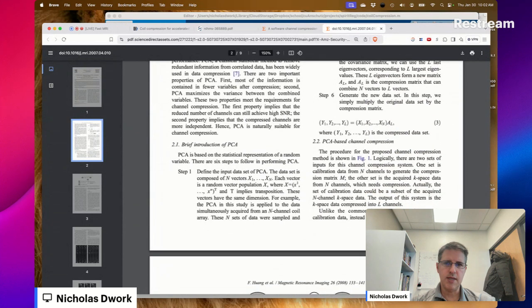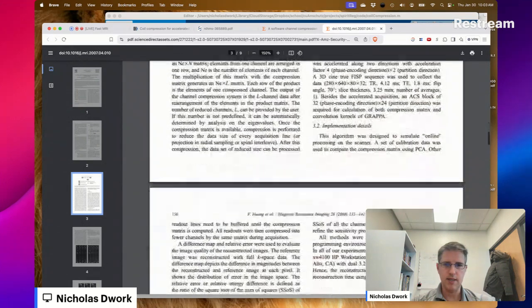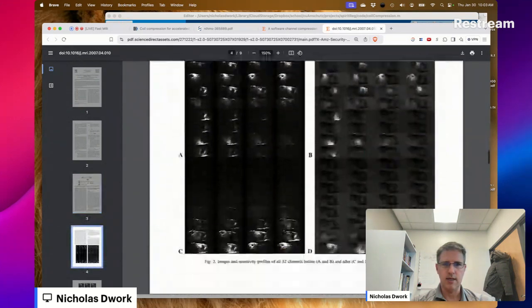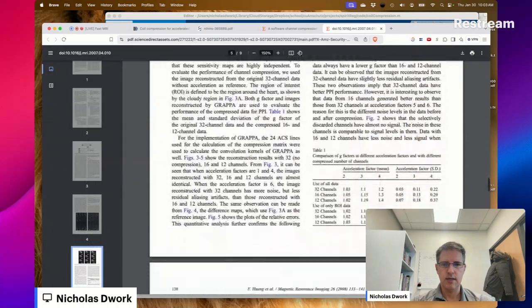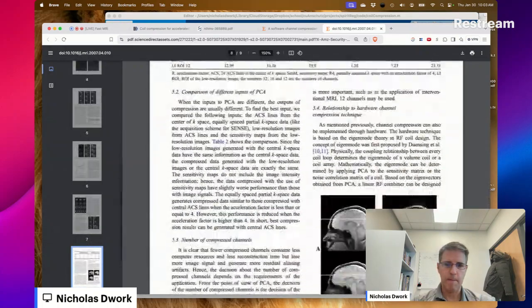Find the input data set of PCA. The data set is composed of n vectors. I'm starting to think I might just figure this out if I think about it instead of read it. I have to leave in 15 minutes.